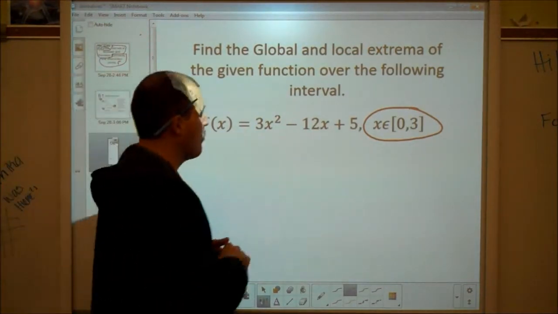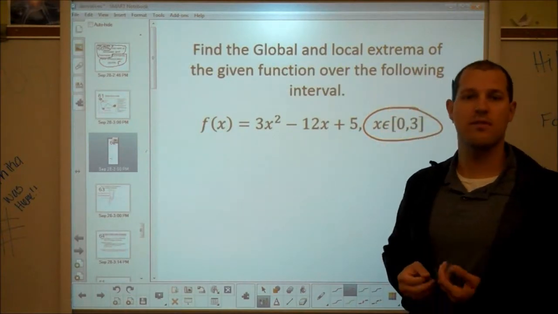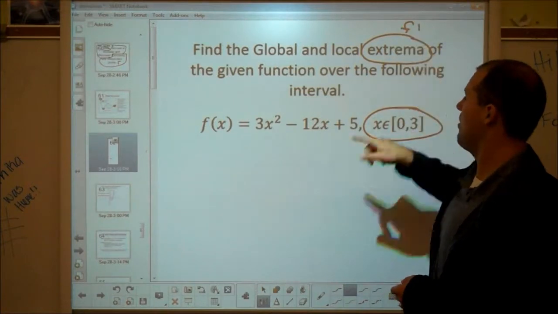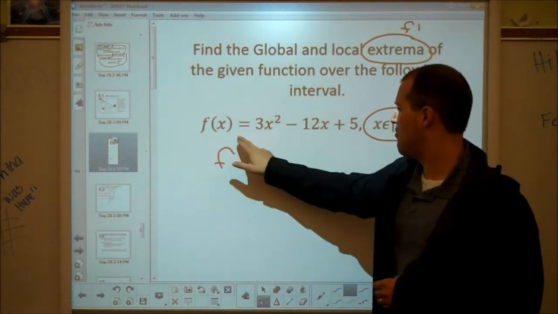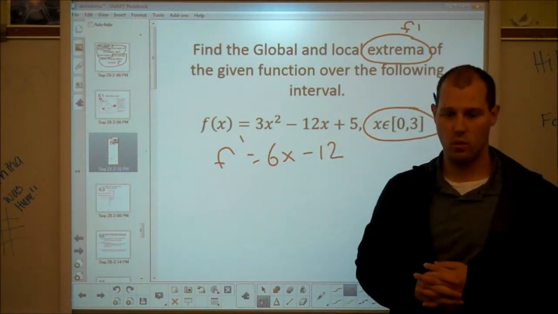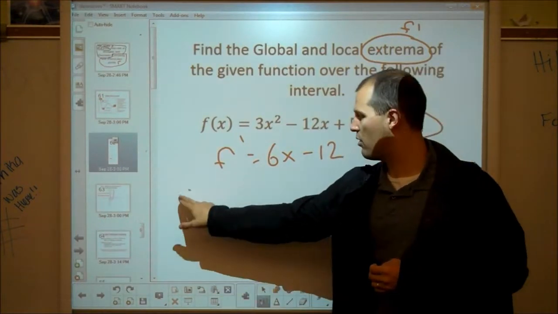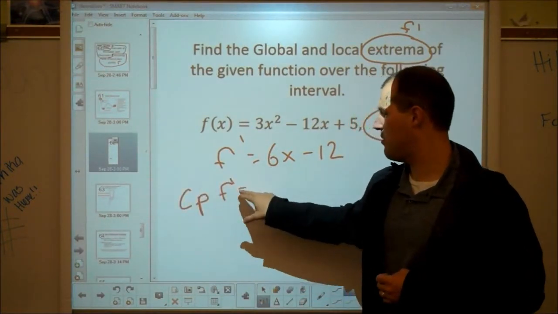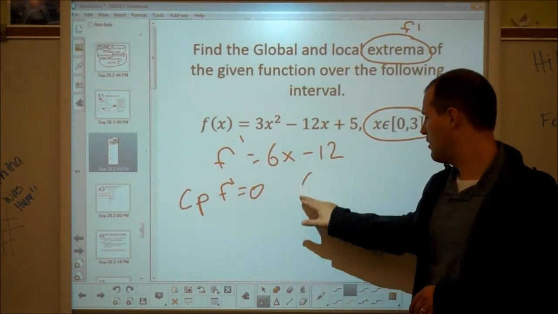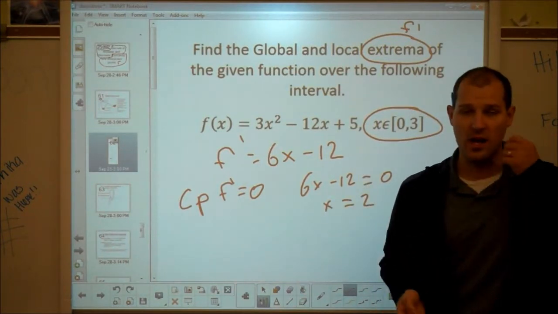If you think back, if we're finding maxes and mins, I need you to remember that comes from f prime. So the first thing I'm going to do is take a derivative. Extrema come from f prime. Let's do a derivative. That tells us that f prime equals, bring that down, 6x minus 12. Cool. And we want to find the critical points. Critical points, remember, is where f prime equals 0. So I'm going to set this equal to 0. And that's going to tell us that x equals 2. Hey, good for us. That's great.